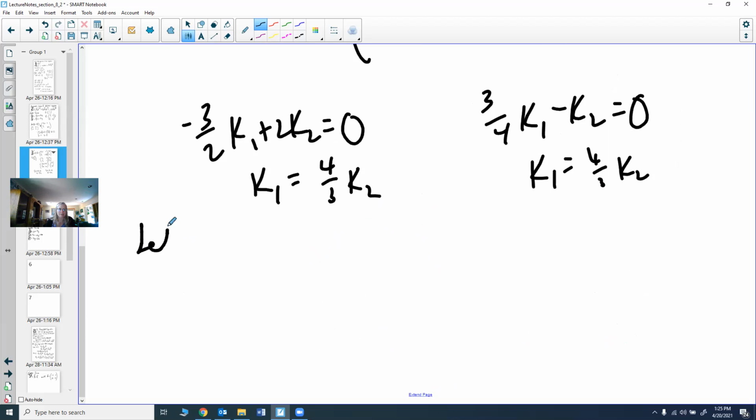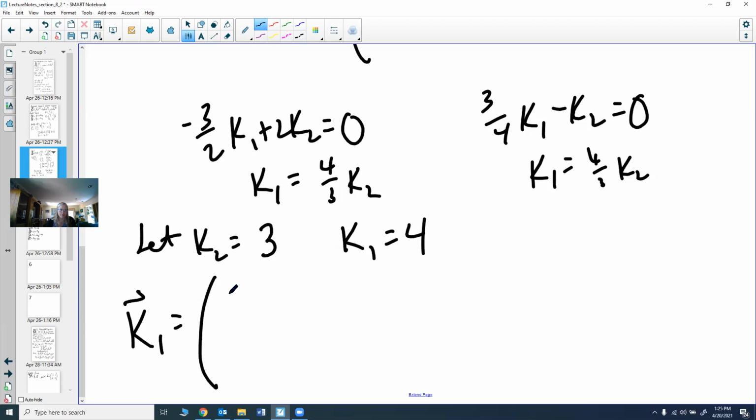So let's let k2, in this case, you can let it be 1, but then you're going to have fractions. So I don't like fractions. I try to avoid them if I can. So I notice if I let k2 equal 3, then k1 equals 4. So this eigenvector, k1 I called it, is the matrix 4, 3.